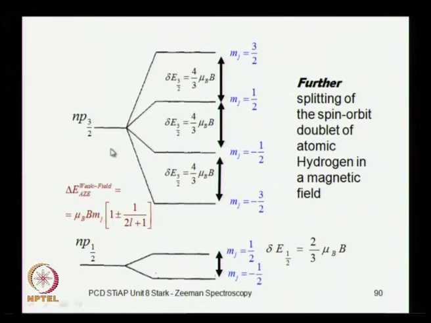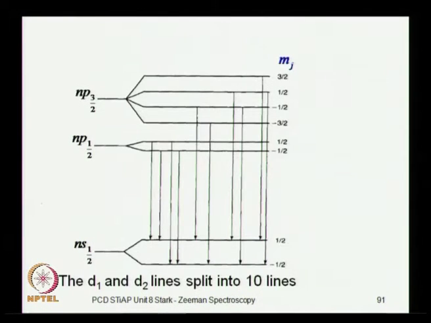But now the 3p 3/2 level will get split into these 4 levels, and the 3p 1/2 level will get split into these 2 levels. So you will have the D1 D2 lines split into very many lines, and the same thing will happen to all the alkali atom spectra. So the rubidium spectrum or strontium or anything in the first group, they will show these features. So this is the resolution of the spectra.